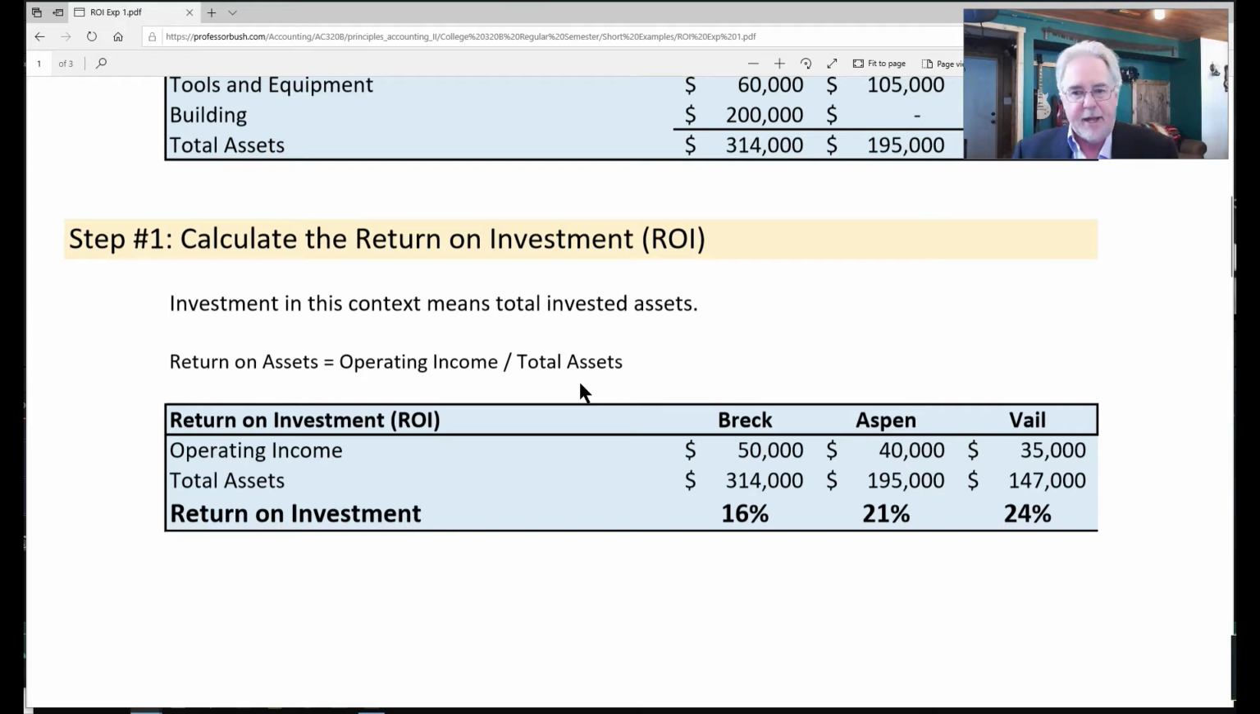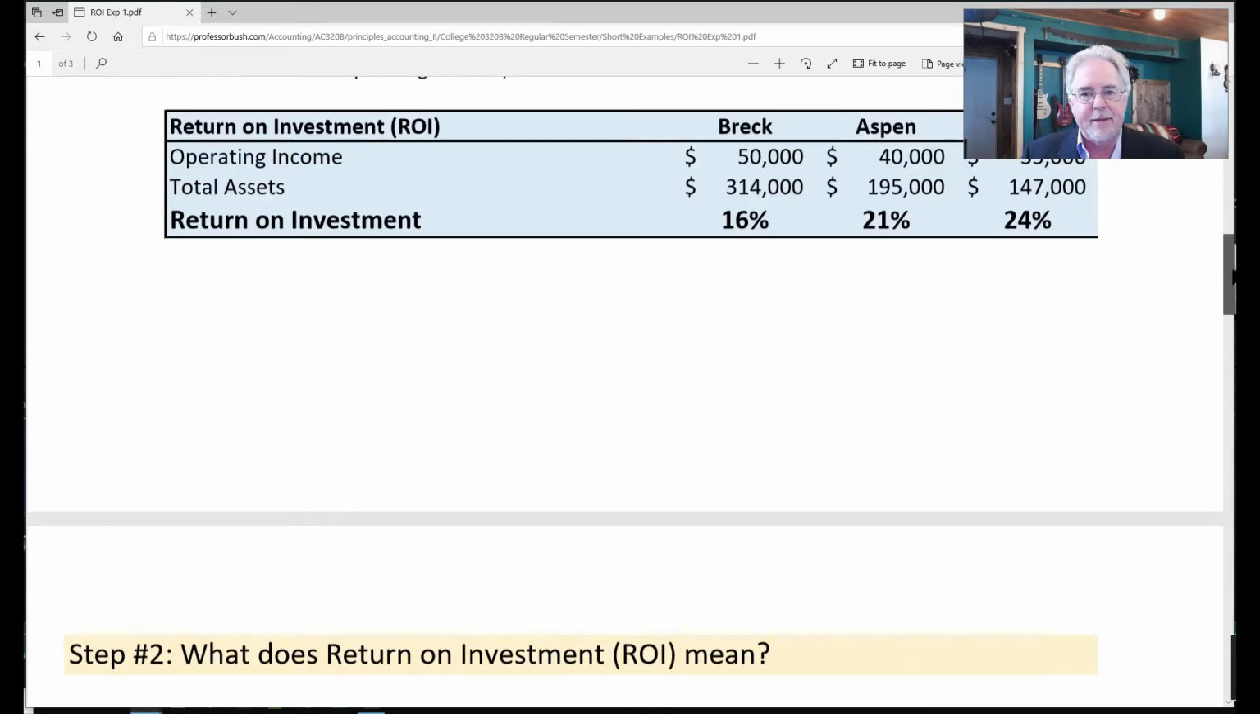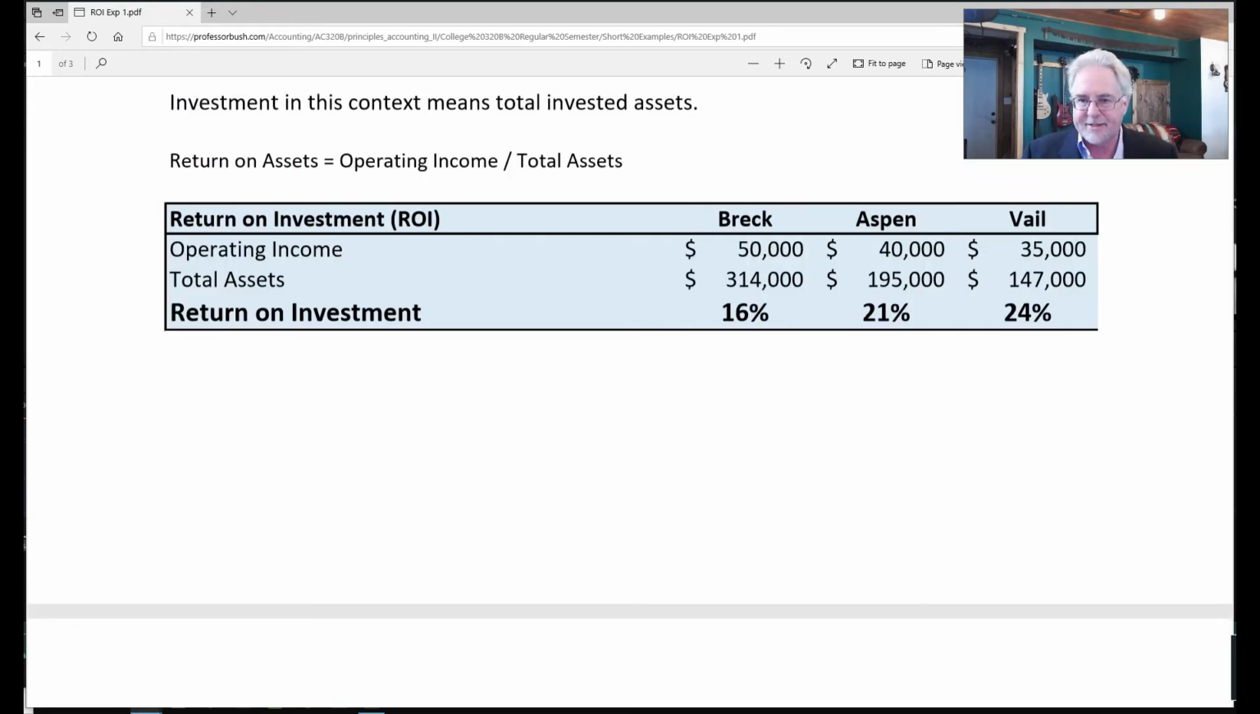And here are the results, and it looks like Vail, surprisingly, has the highest return on investment, and Breckenridge the lowest. Although all 3 are doing quite well, Vail is the highest, and the higher the better. It means that the assets they're using to generate a profit, they're doing so very efficiently.